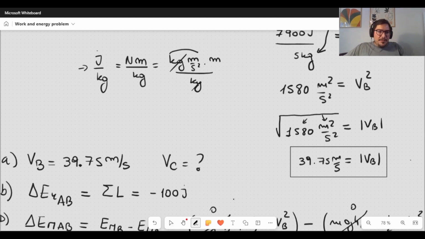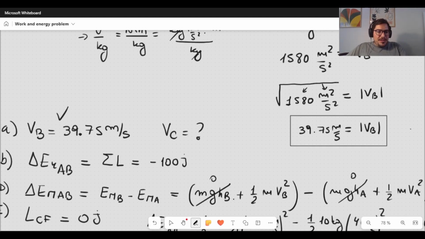So in item A, we need the velocity in B and velocity in C. Velocity in B already obtained. Then the change in the kinetic energy, we discussed it. It's the sum of the works, so minus 100 joules.